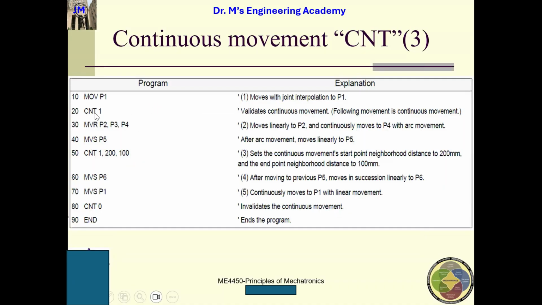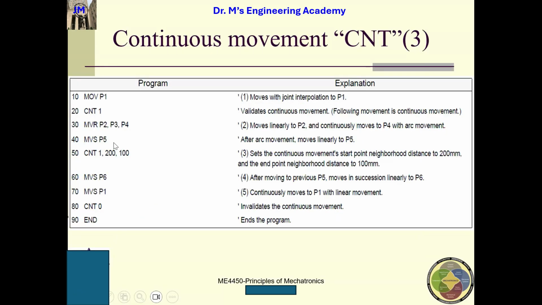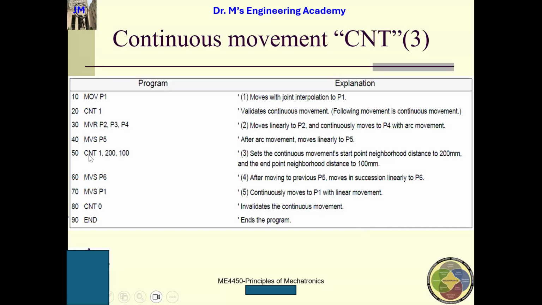Move to P1 with CNT1, you enable the continuous movement, and then you want to move with MVR. You have specified three points P2, P3, P4 using the MVR command, and then you move MVS to P5 in a straight line, right? Then you have CNT1 200 and 100. This sets the continuous movement start point neighborhood to 200 and the end point neighborhood distance to 100. So this is the starting and this is the ending.